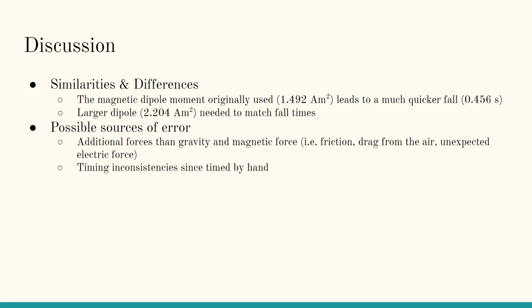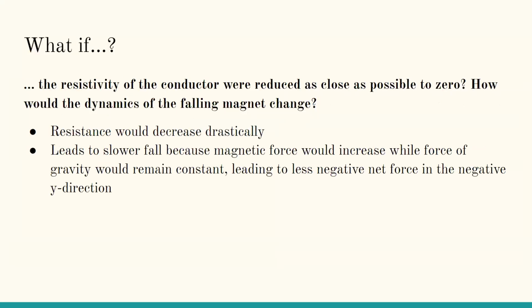So, similarities and differences. The magnetic dipole moment originally used led to a much quicker fall in the computational model than observed, which means that we needed a larger dipole in order to match those fall times. Some possible sources of error: as we saw with the graph, there could be additional forces beyond gravity and the magnetic force acting on the magnet, and there could also be timing inconsistencies, since the times were recorded by hand measurements.